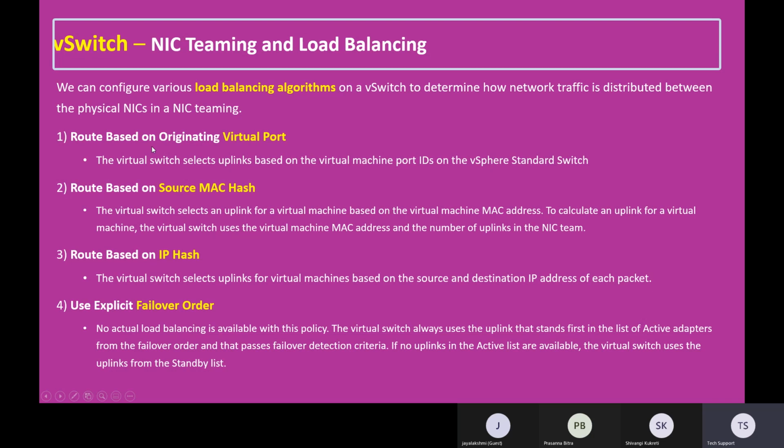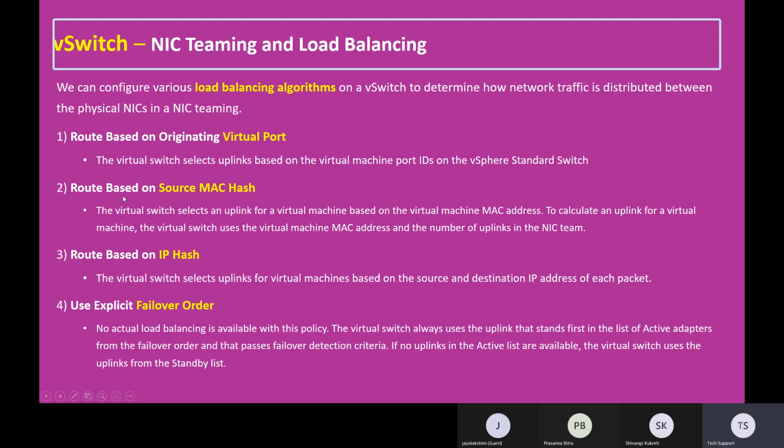And as discussed, route based on the originating virtual port. Virtual port, just understand the point: the virtual switch selects the uplink based on the virtual machine port ID on the vSphere standard switch. Within the standard switch, we have a maximum of 4088 ports. Within those ports, one port is dedicated for one virtual machine. Each machine has one dedicated port.